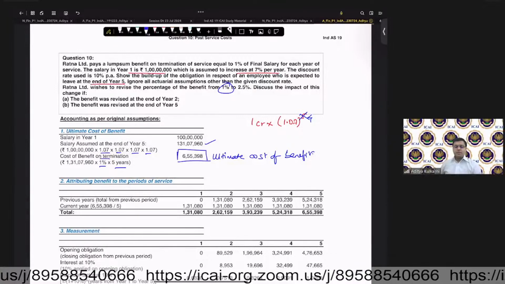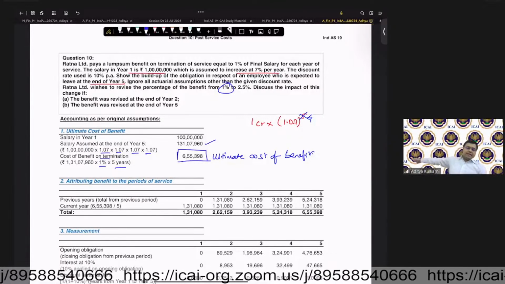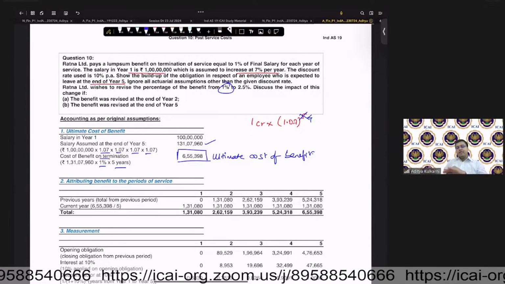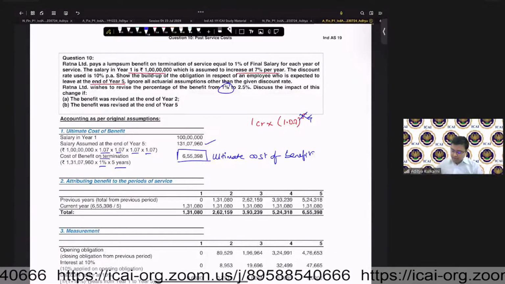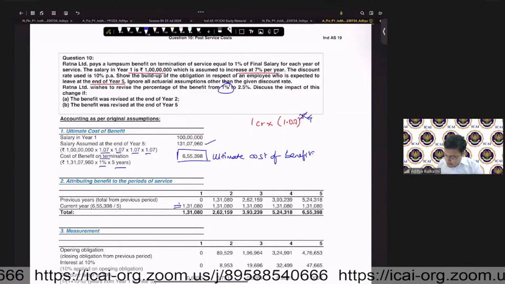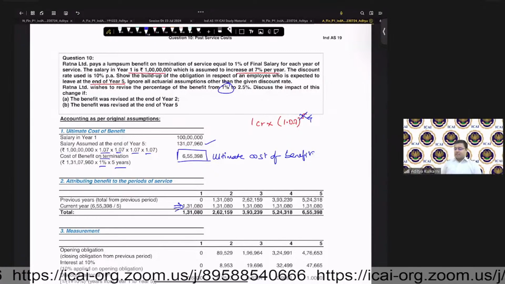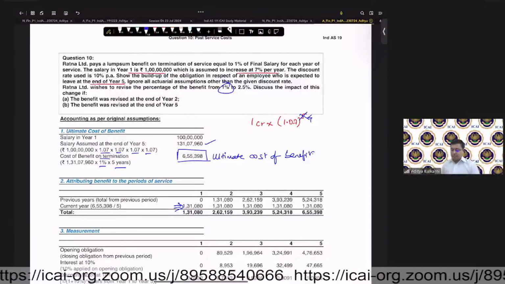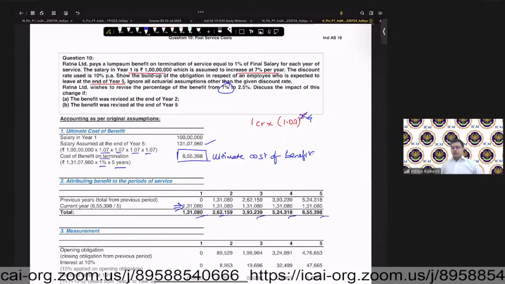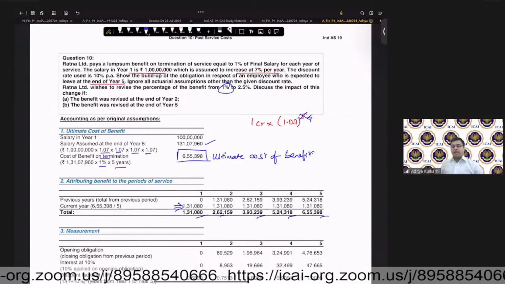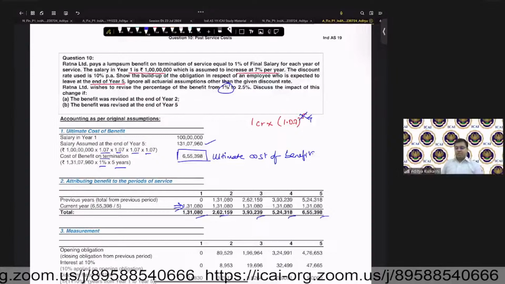So now, ultimate cost of benefit, now I need to divide it over the period of service. So that comes to 131,080 per year. So this is the build-up of the ultimate cost of benefit.